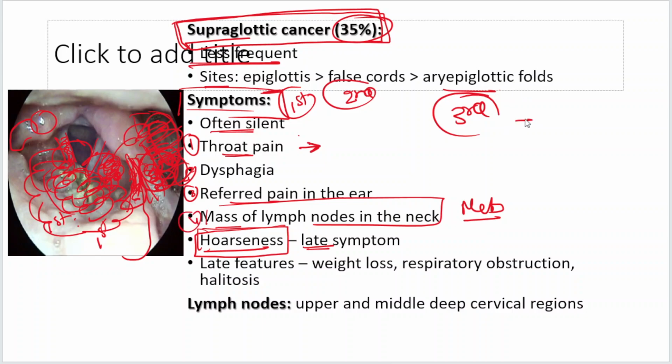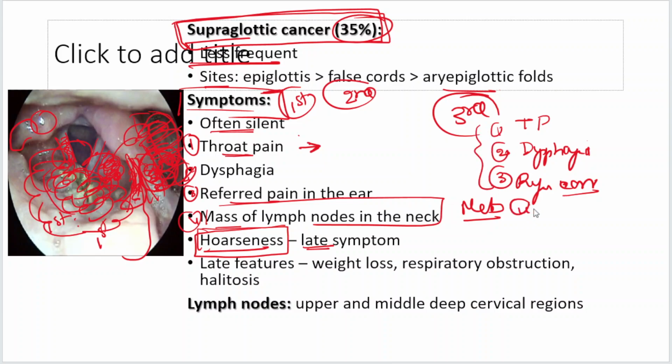One is the patient having throat pain. Second is dysphagia, and the third one is referred pain in the ear. So these are the 3 most common ways in which a supraglottic carcinoma presents to you. Also neck node. So these are the 4 common ways in which the patient is going to present to you. Hoarseness is a late symptom. Most of the time it is silent.